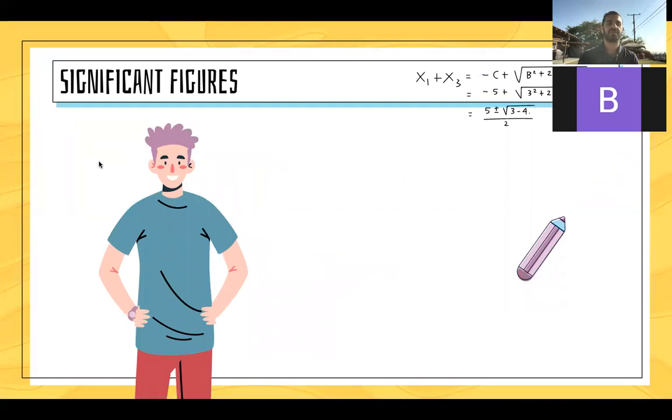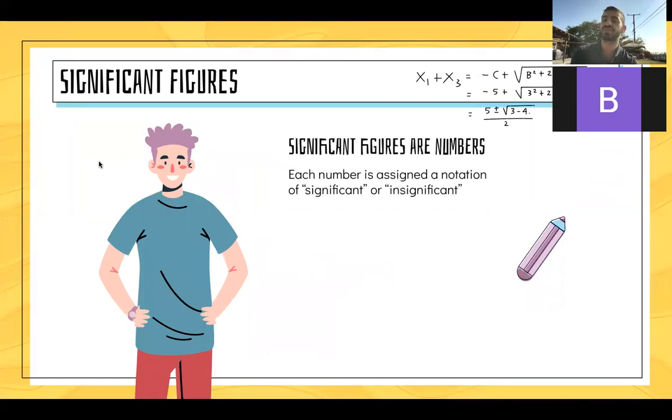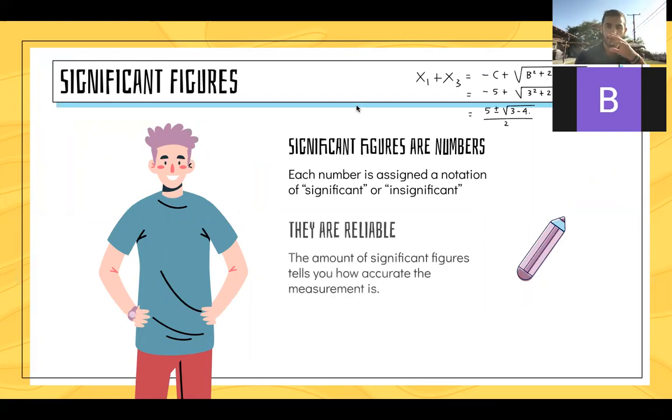So how do significant figures play into this? Well, significant figures are numbers, and each number is assigned a notation of significant or insignificant. And they are reliable. So the amount of significant figures tells you how accurate the measurement is. The smaller the number of significant figures you have, the less accurate your measurement is. If you have a ton of significant figures in your final answer, that means your answer is more exact, if that makes sense.